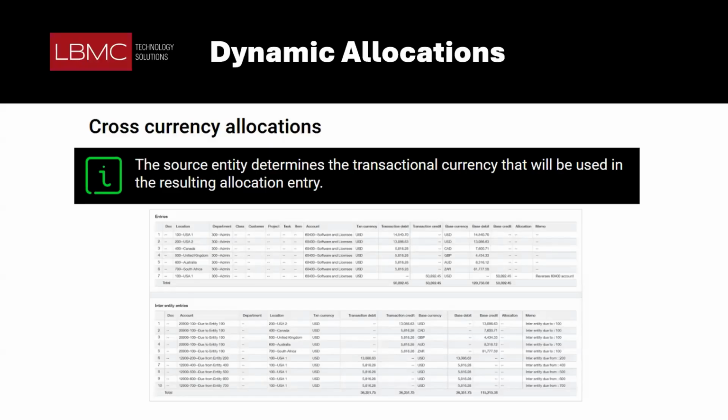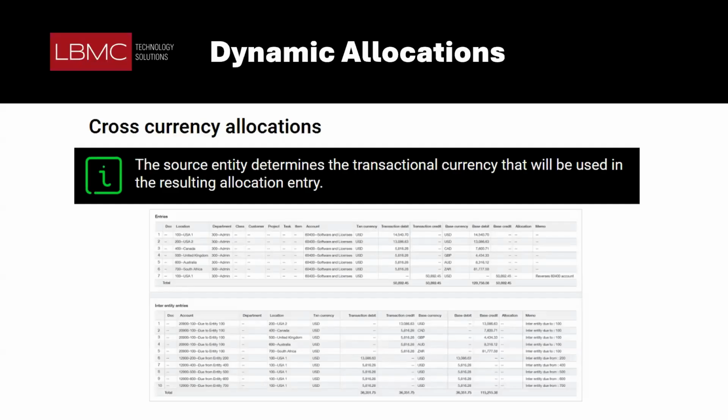So you'll be able to allocate any type of transactional currency at the end of the month based off of the currency detail that's needed within your different entities. This is very big, especially for an individual that has a lot of inter-entity transactions within entities with different currency bases.